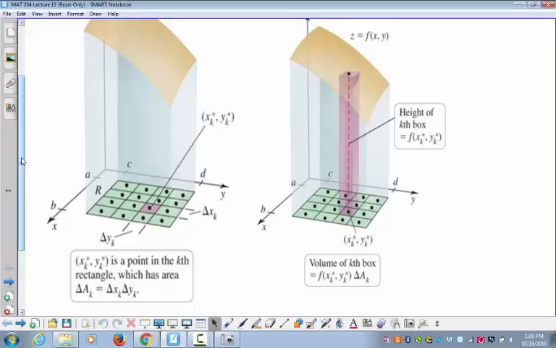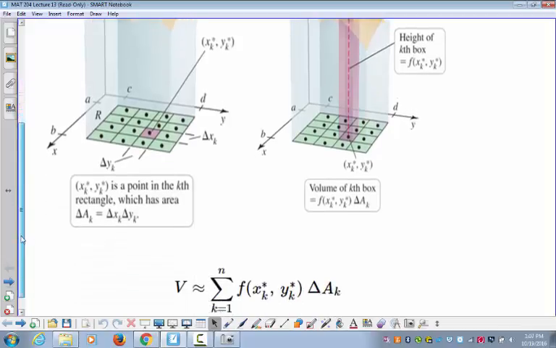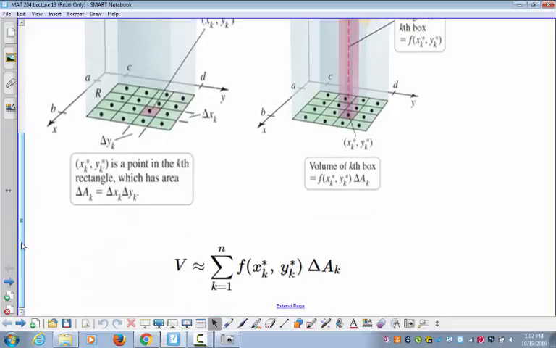There's a little patch in the surface, and this is just going to approximate. It might be a little bit above or a little bit below. We don't know, but it's going to approximate it. And we're going to do the same thing that we did in calc 1. We're going to let n go to infinity. We're going to let the number of subintervals in calc 1, subrectangles here, go to infinity.